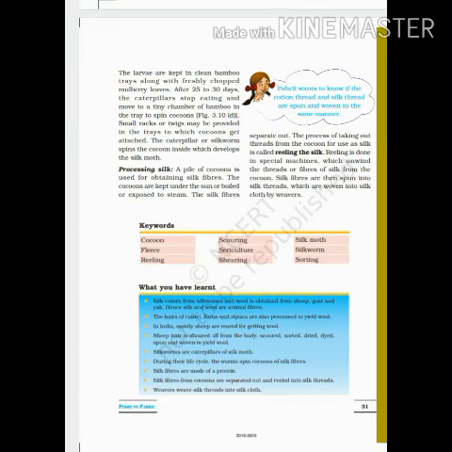And the last step is converting silk fiber into silk cloth. In this step, silk fibers obtained from cocoon are spun into silk yarn, which is then woven in looms by weavers to make silk cloth.